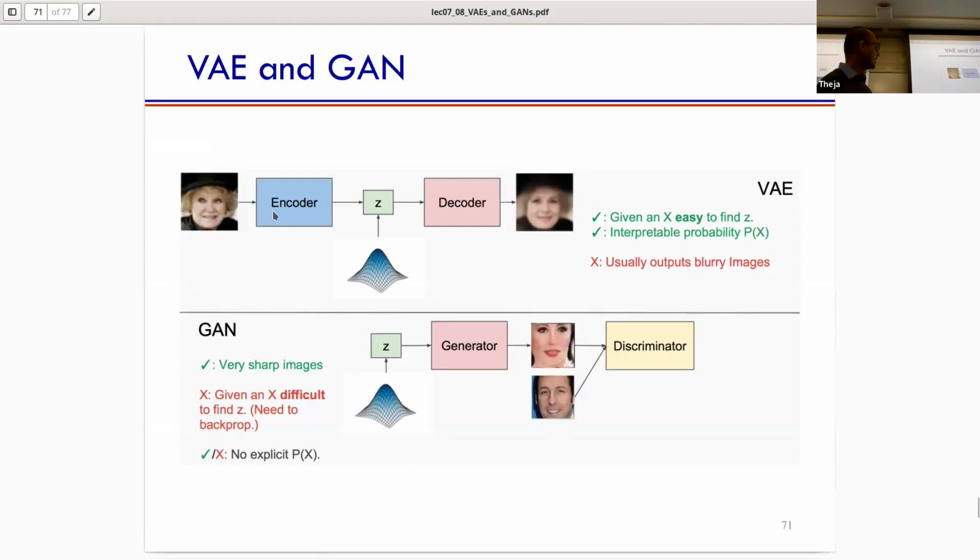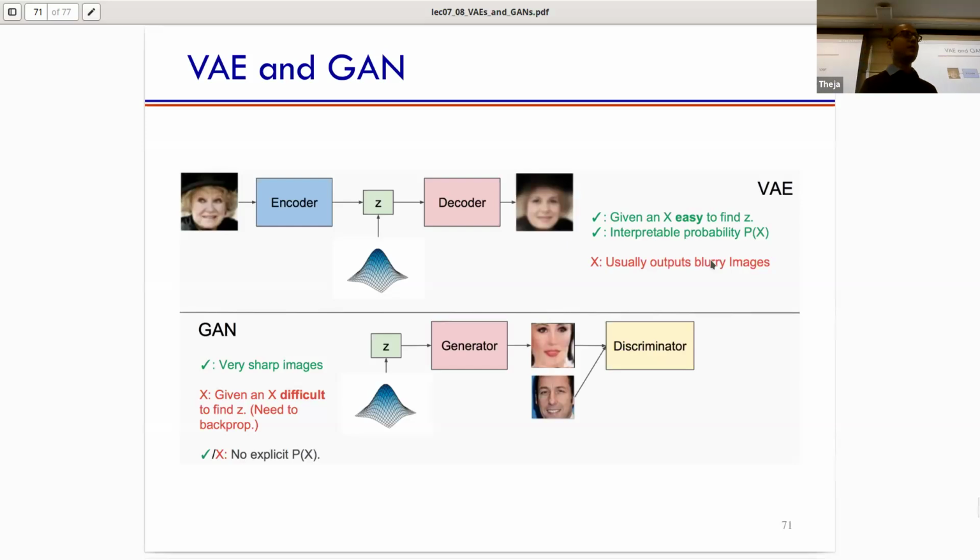Just in terms of pictures, this is what's happening in a VAE. The encoder is encoding an image, and then the decoder is decoding that image, but with a sampling step in between so that it generalizes. There's a reconstruction error. And because these are random variables, we are imposing that Z is a Gaussian random variable. Given an X, it's easy to find Z, so you can actually just go back. You have probability distributions, and generally you get blurry images.